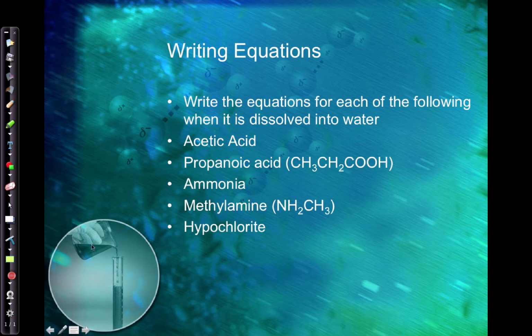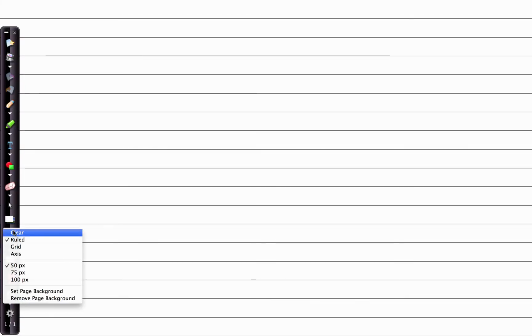So I'm going to pull up the white screen, and then we will work on writing these equations out. Alright, so the first one is acetic acid. This is an important one for you to get used to writing the formula out because it is used all the time. Acetic acid is also known as ethanoic acid.